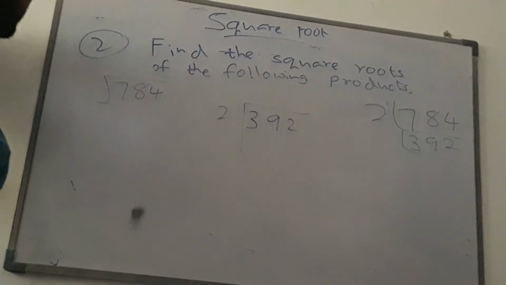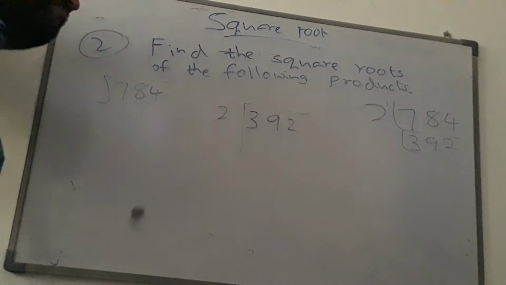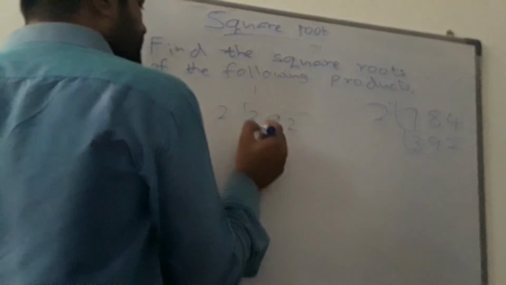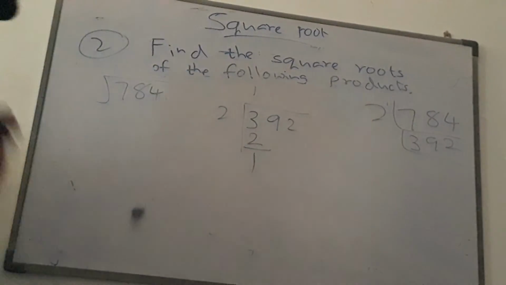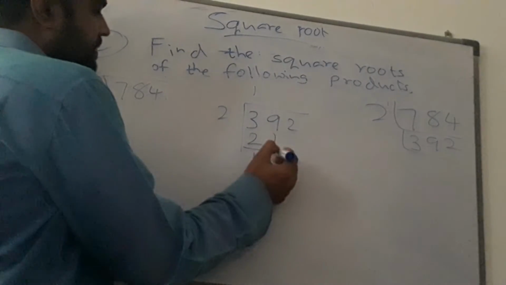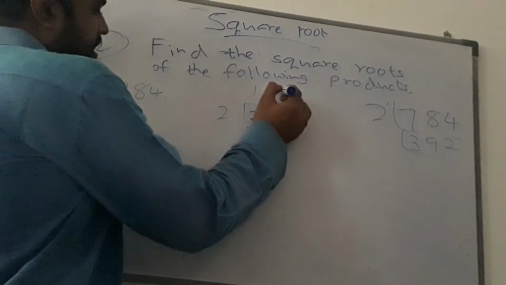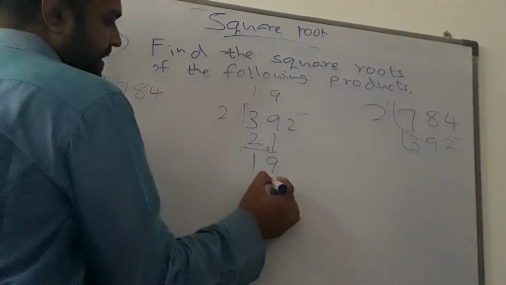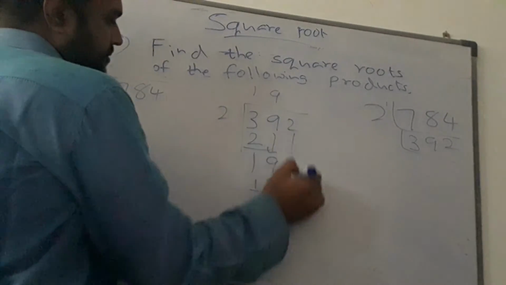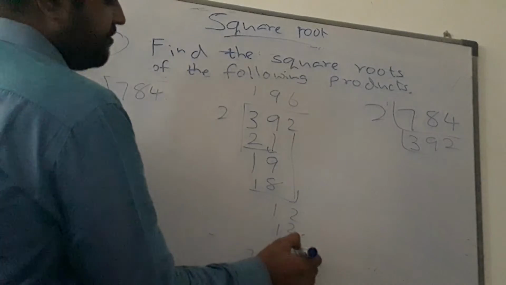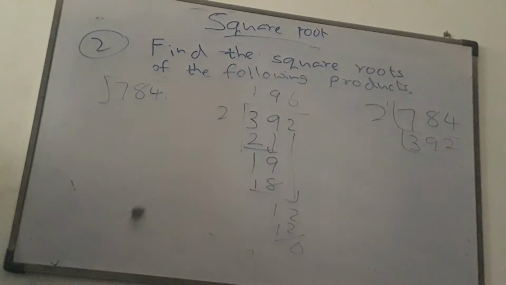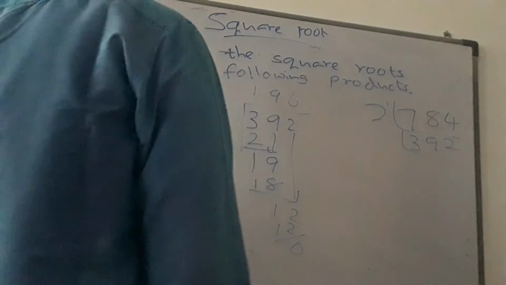How many 2's are there in 3? 2 times 1, 1 times 2 is 2. Remainder is 1. Take 9. 2 times 9 is 18. Gap is 1. Take 2 down. 2 times 6. This is simple division, so better we will try short division.